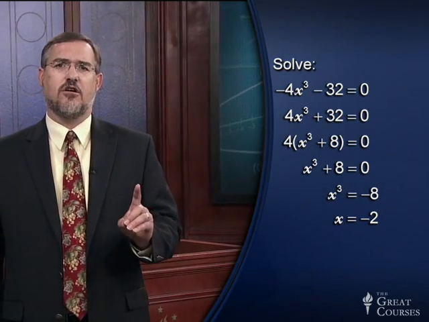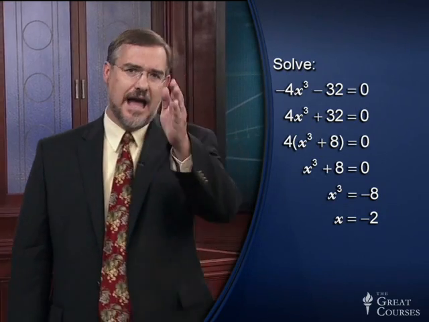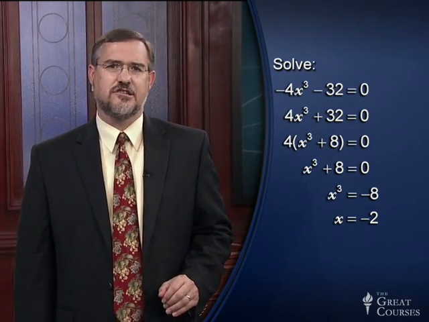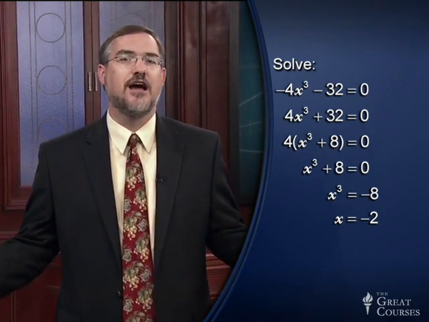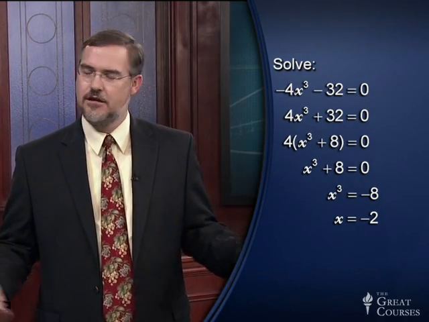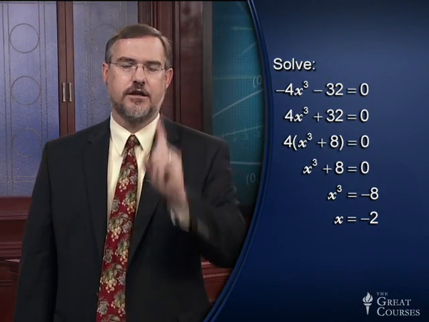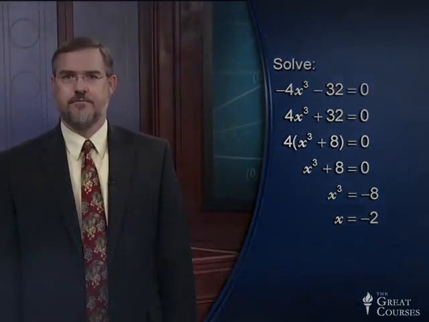And so thanks to Descartes' rule of signs, I knew there was a negative real root out there. Now I know from the work I just did, it's x equals negative 2, and I don't have to look for any others because Descartes' rule of signs told me there were no positive real roots and there was exactly one negative real root.